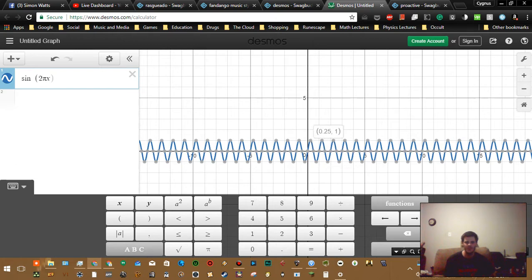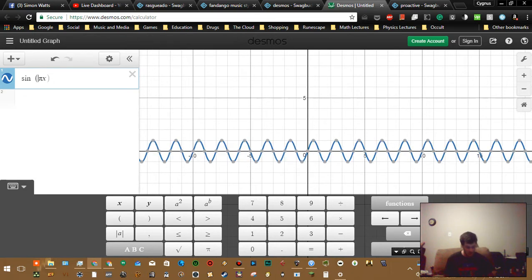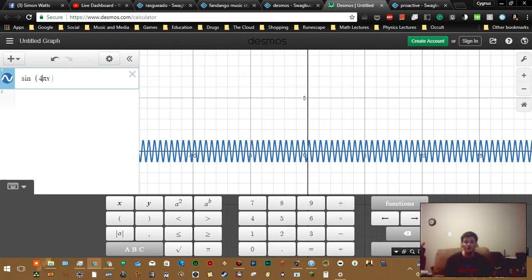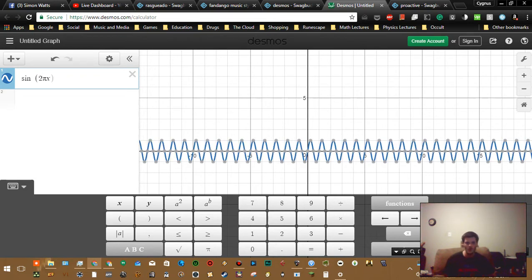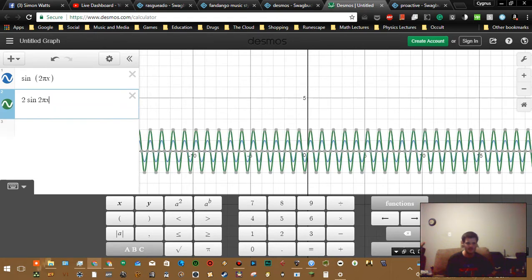Now, if you multiply this by 2, you can get sine 4x. What you just did is you doubled the period, okay? So waves are cool in that you can talk about things in terms of, what do you do to this wave? Okay, so now I want to take 2 sine of 2 pi x. Now I just made this wave, the wave crests, exactly double. That's called amplifying.